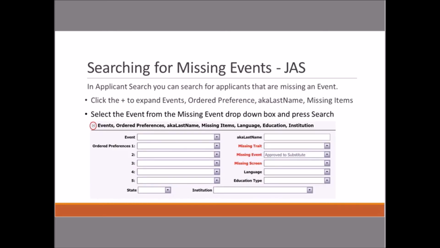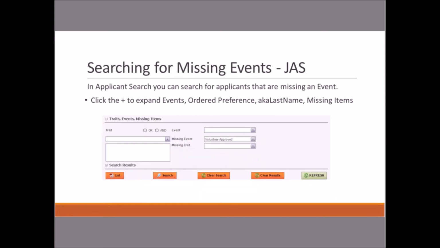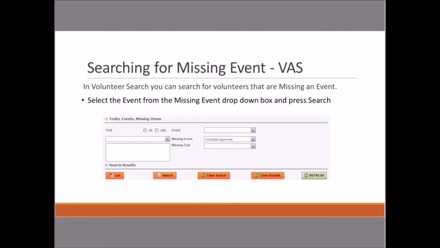You can also search for missing, and it's in that same area on the JAS. Expand, put in the event, and search. And same with volunteers. You're going to put it up here and search. So your event's on top, your missing event is below.